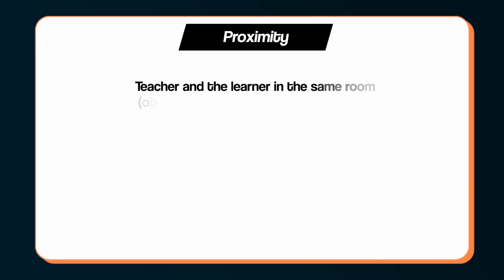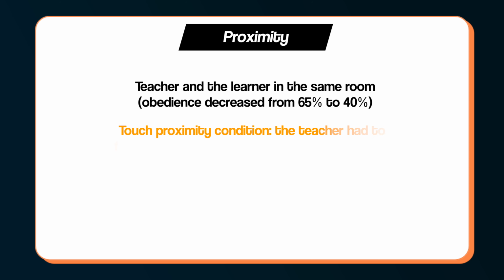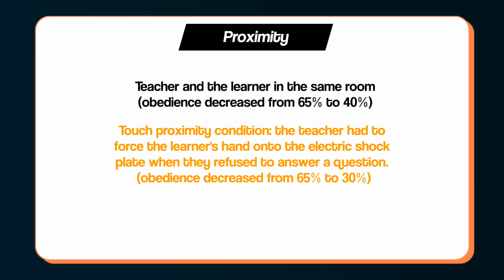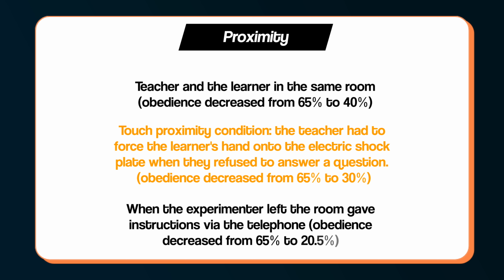So for proximity, we could write about when the teacher and the learner were in the same room and how obedience decreased from 65% to 40%. In the touch proximity condition, the teacher had to force the learner's hand onto the electric shock plate when they refused to answer a question, and obedience decreased from 65% to 30%. And when the experimenter left the room and gave instructions via the telephone, obedience rates dropped from 65% to 20.5%.